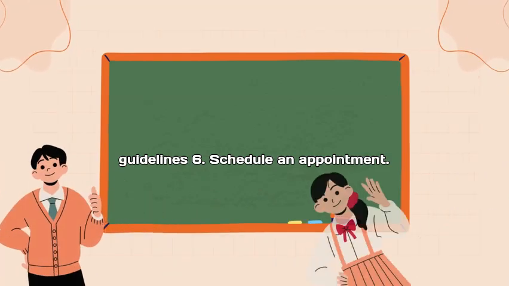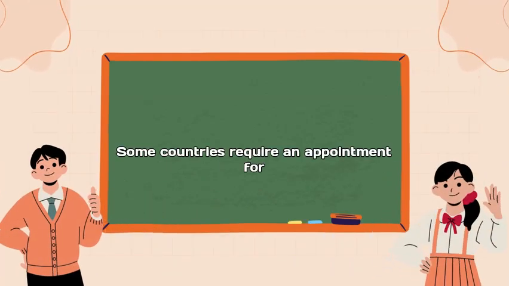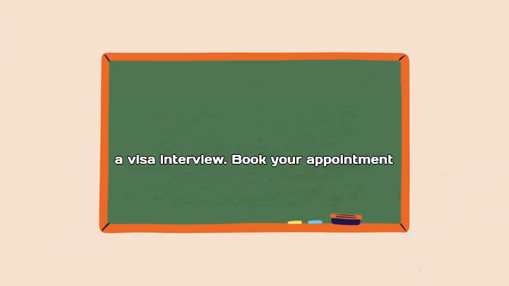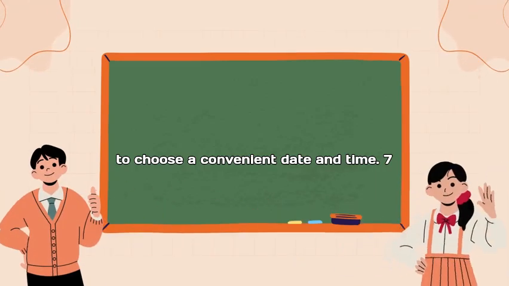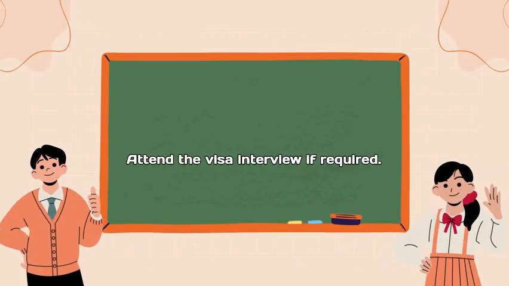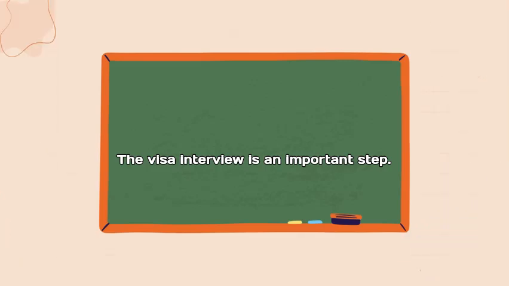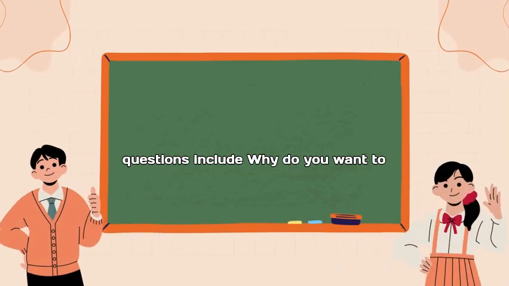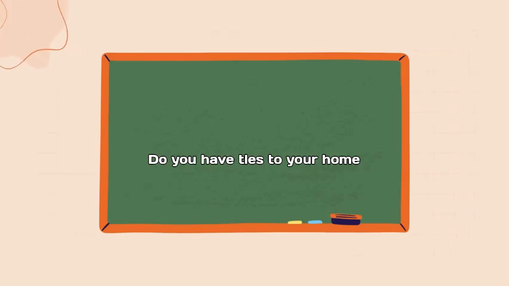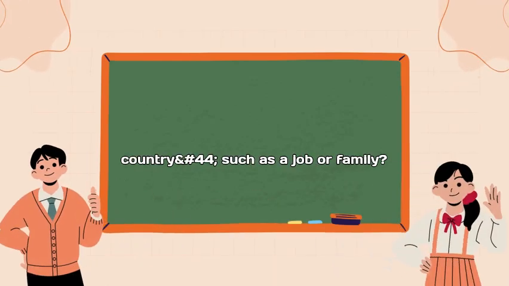6. Schedule an appointment. Some countries require an appointment for a visa interview. Book your appointment online or through the embassy. Make sure to choose a convenient date and time. 7. Attend a visa interview if required. The visa interview is an important step. Be honest and confident. Common interview questions include, why do you want to visit the country? How long will you stay? Do you have ties to your home country, such as a job or family?